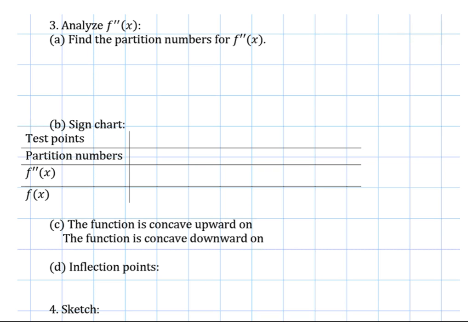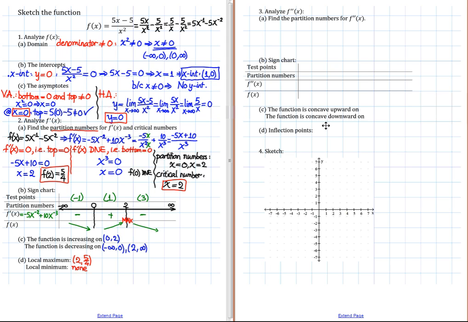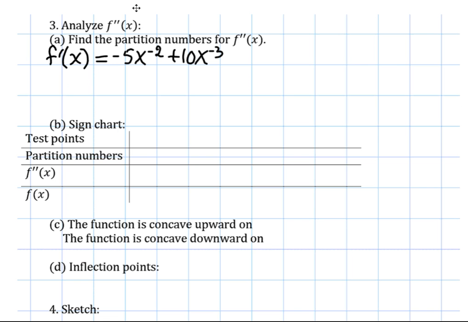Right. So let me turn into two-page mode. And let me copy the first derivative, and then we continue. So the first derivative is negative 5x to the negative 2 plus 10x to negative 3. That's what we have for the derivative. Now we check the second derivative, and we go from there. Right, so that is the derivative. Now we take the second derivative.